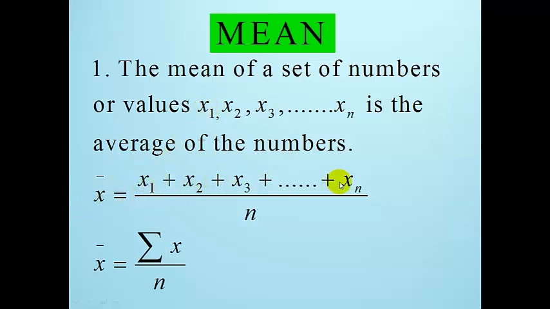If you are finding the mean of a set of numbers or values, the mean is given by the sum of all the values divided by the number of terms. So the mean, that is x bar, is equal to the summation of x, that is sigma x, divided by n, where n represents the number of terms, or the number of values. So the mean is given by summation of x divided by n.